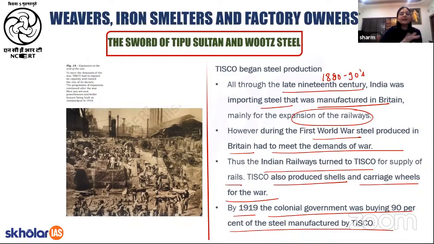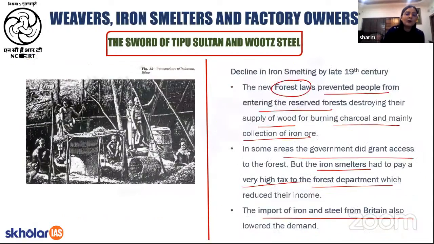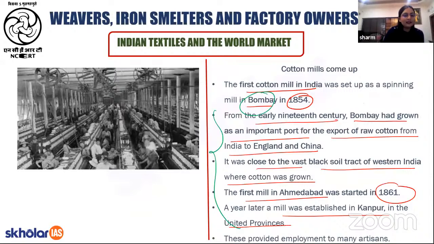All right. So students, with this, we have completed our discussion. Now I'm going to give you a quick recap of the iron and steel industry as well.